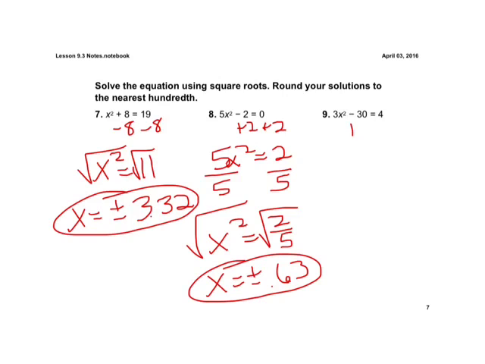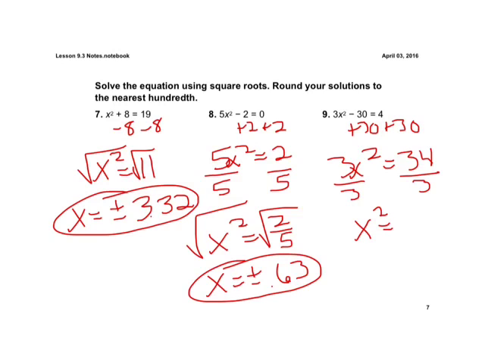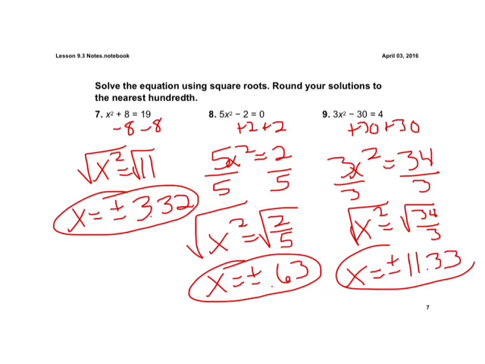And our last one, let's go ahead and add 30 to both sides. So we got 3x squared equals 34. We're going to divide by 3. And 3 actually doesn't go into 34 evenly, so we're going to have to leave it. And if we take the square root of both sides, we have 34 over 3. Type that in the calculator. x is equal to plus or minus 3.37.